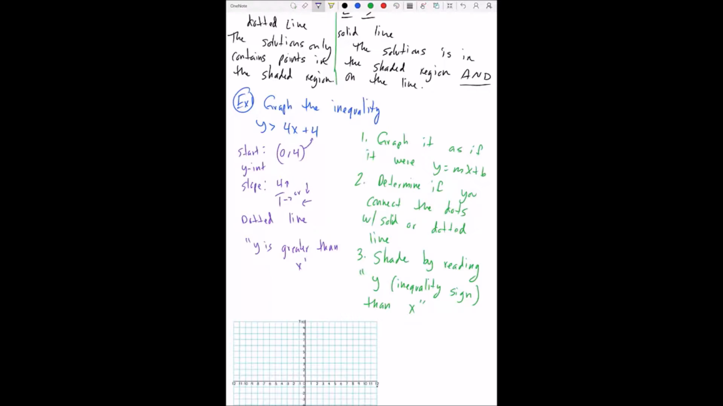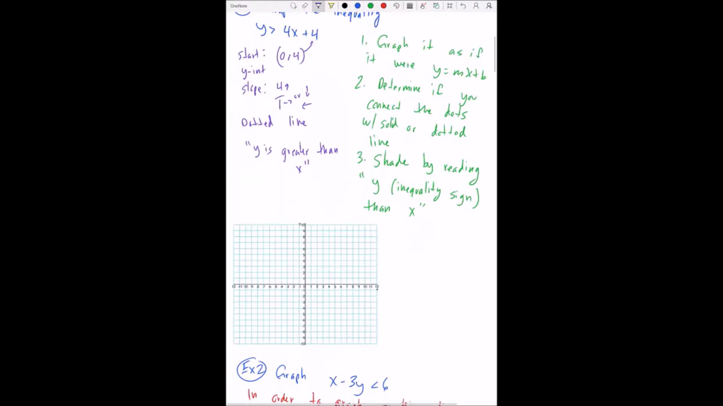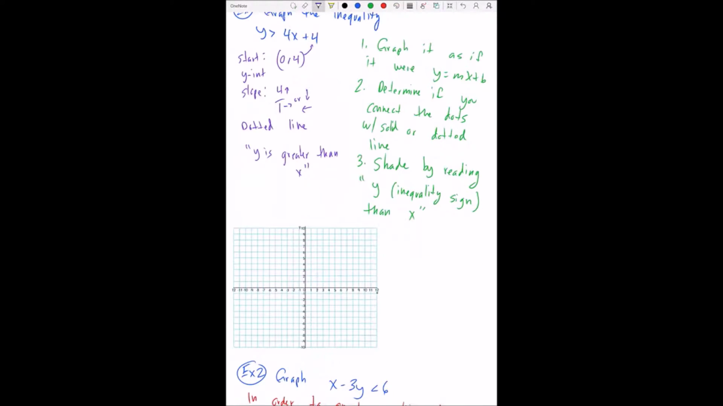After we graph, I'll show you the significance of reading the inequality and how we shade it in. So first, we need to start at our start, which is (0, positive 4). From there, we're going to use our slope and go up 4, right 1. And then I want to go down 4, left 1. Down 4, left 1. I like making a bunch of dots. And then we know we're going to connect the dots using a dotted line.